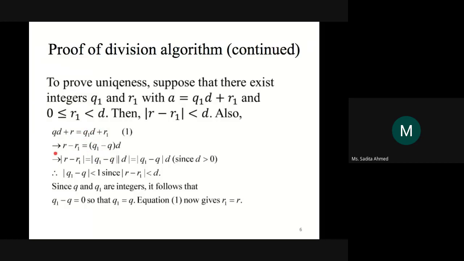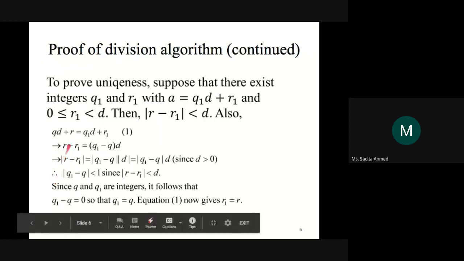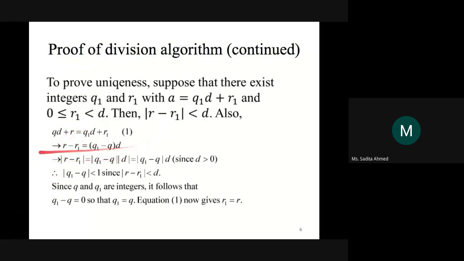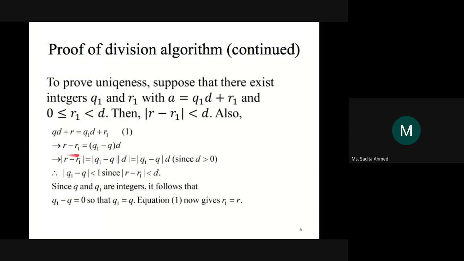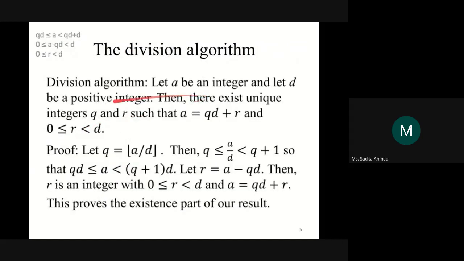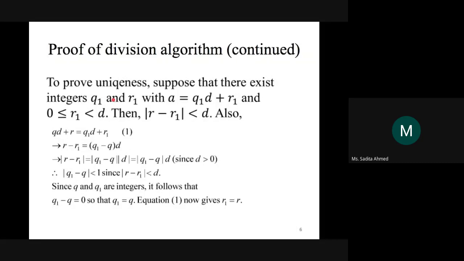So basically, if we take the modulus on both sides, since this is an equality, we are allowed to take the modulus as long as we take it for all terms, right? So modulus on all of them: modulus of R minus R1 is equal to modulus of Q1 minus Q multiplied by modulus of D. Now, D, remember, is always going to be a positive integer, right? Is there any point in taking the modulus of D? Modulus of D will always be equal to D, right?